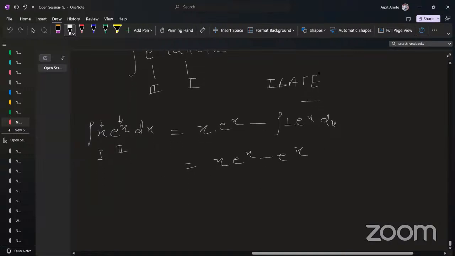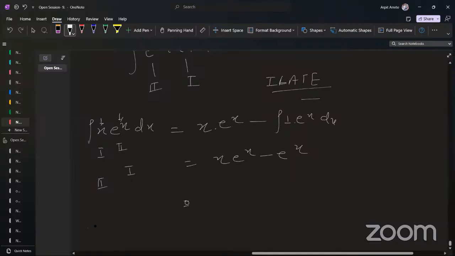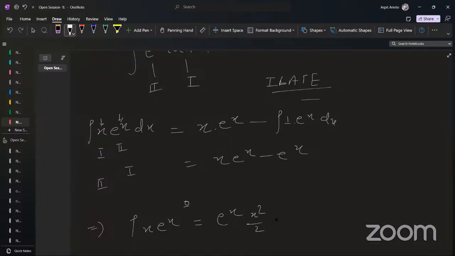Now, if someone will stand out and say, I am not going with this formula, I will take the first function as e raised to the power x and the second function as x. So what will it be? First function e raised to the power x, integration of the second function, so it will be x square divided by 2, minus integration of the differentiation of the first function, which is e raised to the power x only, then integration of x squared by 2 dx.